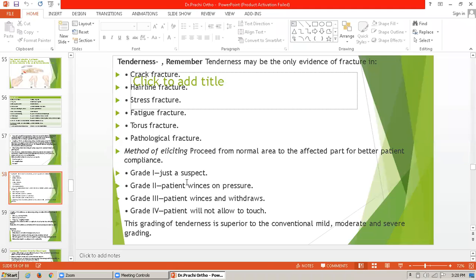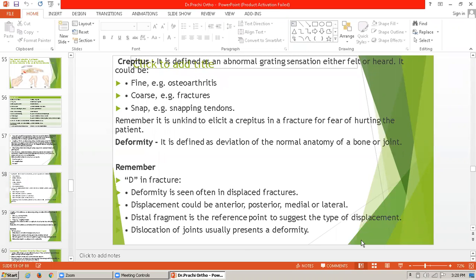In that, grade 1 is just a suspect, grade 2 is that the patient winces on pressure, grade 3 is that the patient winces and withdraws, and grade 4 is that the patient will not allow you to touch. This grading of tenderness is superior to the conventional mild, moderate and severe grading.